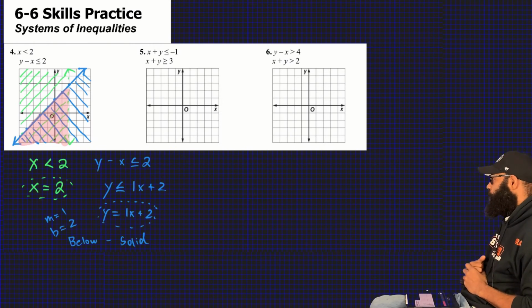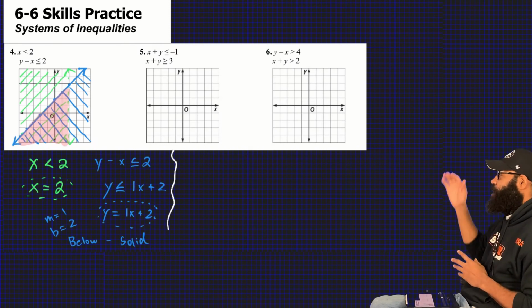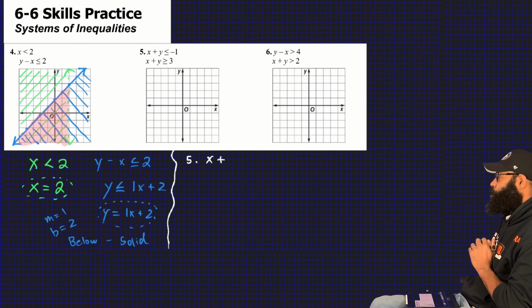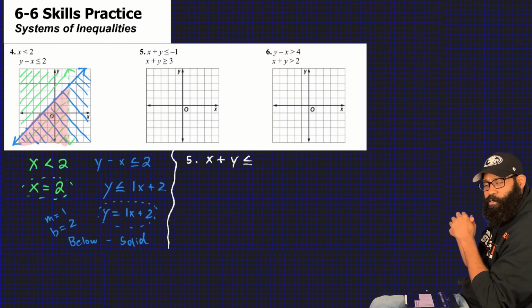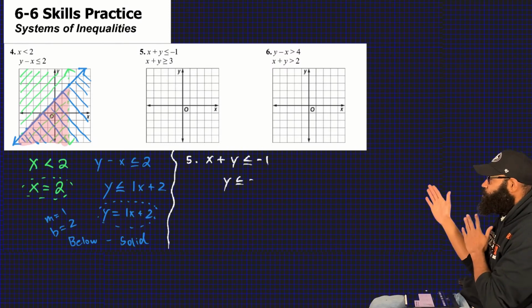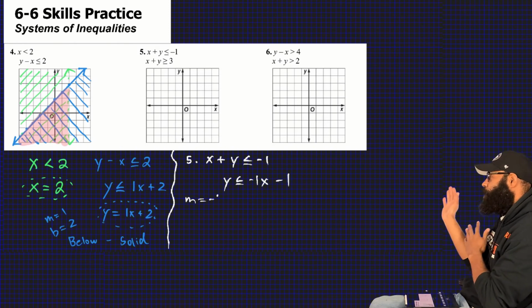Bam. Love it. What I'm not loving is number 5. Because 5 is in standard form for the first equation, standard form for the second equation. And if you're not clear on that vocabulary, standard form is ax plus by equals c. In this case, x plus y is less than or equal to negative 1. Get rid of the x term, and I have what I like.